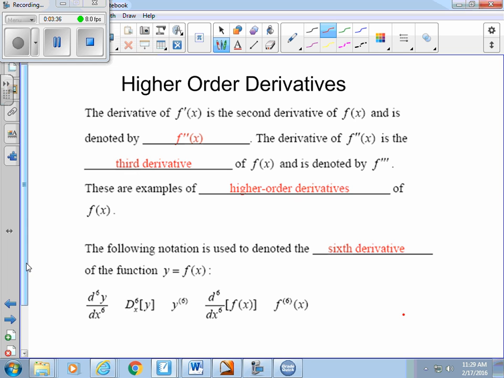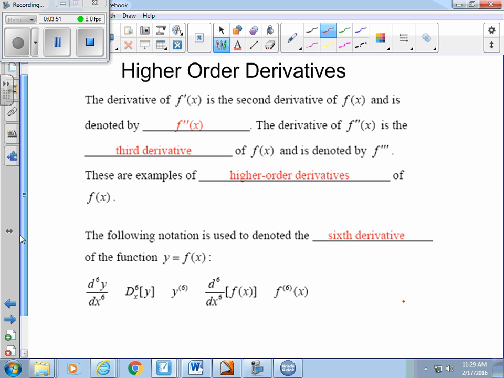Okay, the next thing we're going to talk about is higher order derivatives. You probably saw on your homework some weird notation with things like d squared y, d, what in the world was that, right? Well, we're about to find out. If you did a derivative on it, you're on the right track. You're not done, but you're on the right track.